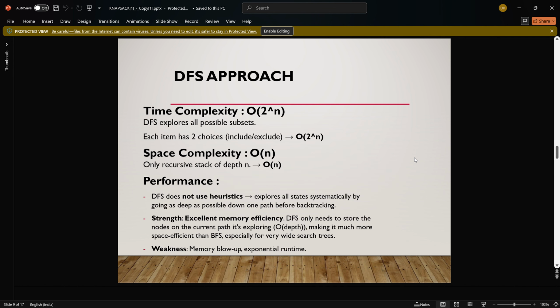So in the worst case, time complexity is the same, O of 2 power n, but we have an advantage in space complexity. Only a recursive stack of depth n is being stored, so only O of n. Performance. Same as BFS, we do not have any heuristics here. We explore all states systematically by going as deep as possible down one path before backtracking. We have excellent memory efficiency and the same weakness of exponential runtime.